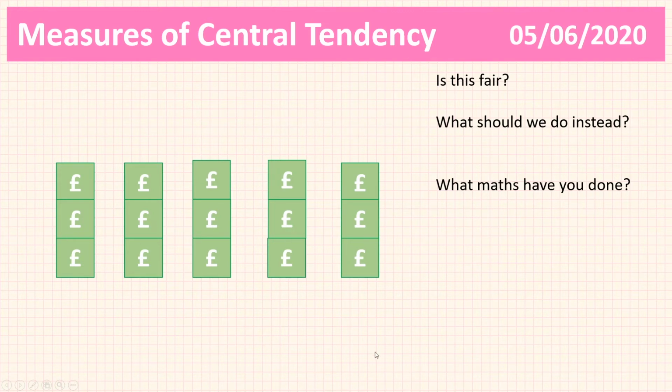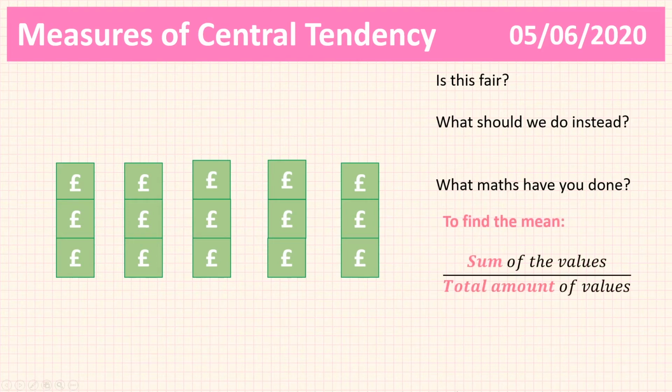Now, how would that look in terms of a formula or something that we can look at and say, yep, this is how we do it? This is what it would look like. To find the mean, we sum up the values and we divide by the total amount of values. So we added up all the money together and we divided by 5 because that's how many values there are.